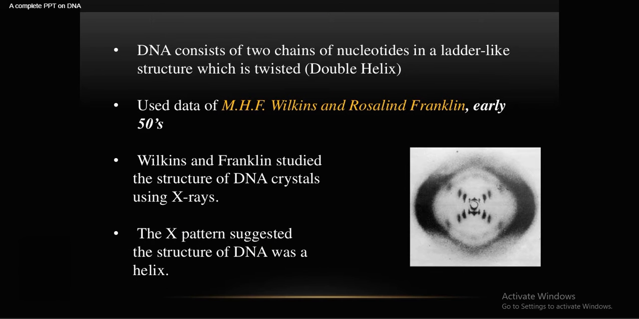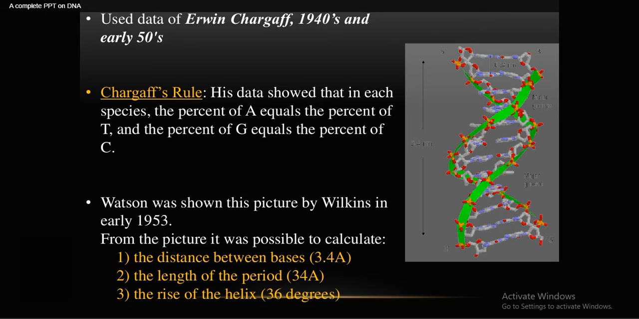So in the early 1950s, what happened? Wilkins and Rosalind Franklin mainly studied the structure of DNA crystal using X-ray. The X-ray pattern, as you can see in this diagram, showed that the structure of DNA was a helix, as Franklin had already proposed. They also used data of Edwin Chargaff from the 1940s and early 50s.